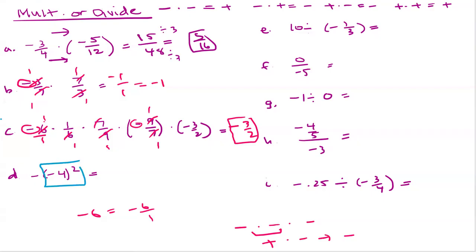Okay. What's inside the parentheses is -4, and that -4 is being squared. All right. So that gives us a positive 16 because this is saying -4 times -4, which is positive 16. Okay. And then we have the negative out in the front. So it'll be a -16 will be our answer for that one.